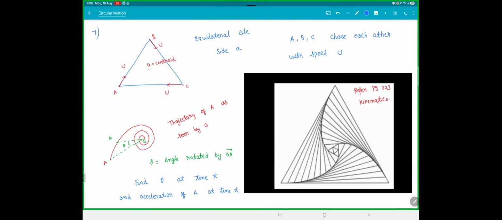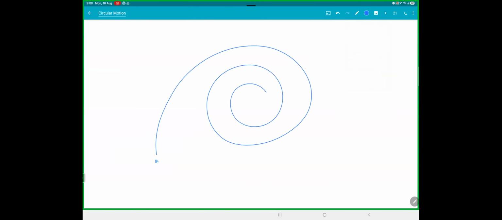Angular position is theta. You can say that because theta is that angle rotated, right? See, if I draw a bigger picture, you'll understand. Initially A was here, and A was spiraling like this. If you ask O, initially it will say this is OA bar. After some time, this will be OA bar. After some time, this is the OA bar. So this angle is continuously increasing, isn't it? Theta is changing.